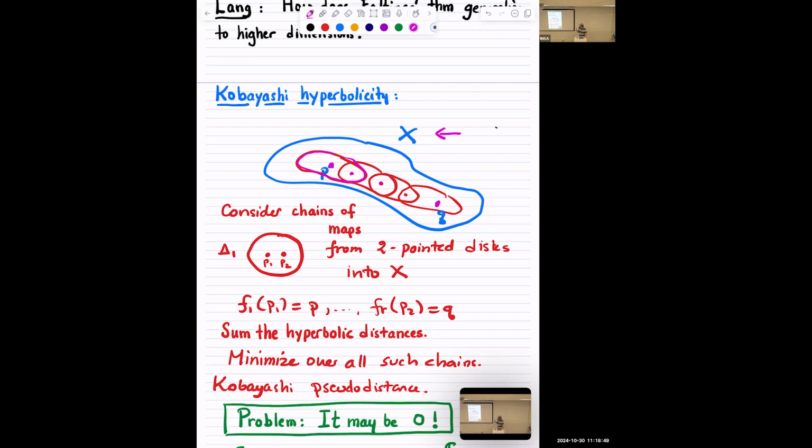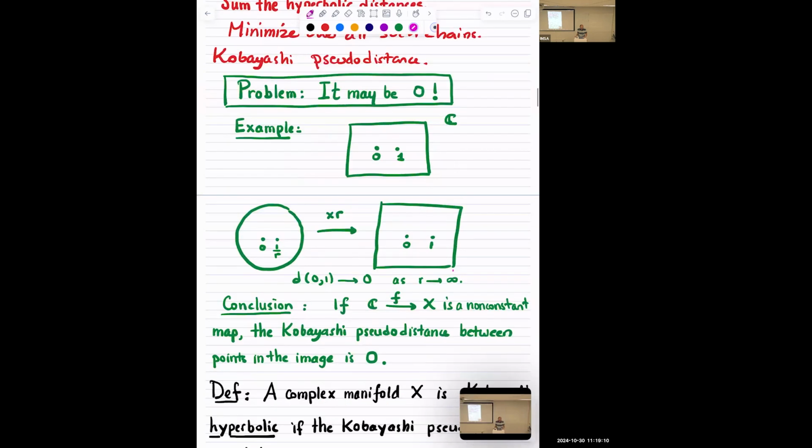The only problem is that that might not be a distance. It's in general only a pseudo distance. But maybe before I go on, is the definition clear? What I do is I take the 2 points, put the 2 pointed disks, sum the distances and make it as small as we can. The problem is that it may sometimes be 0.